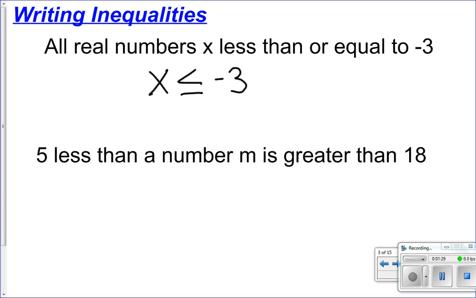5 less than a number m is greater than 18. So it's 5 less than a number m. So my number is m and it's 5 less than it, meaning you have to take away 5. So it's m minus 5, 5 less than m. And it's greater than, not greater than or equal to, it's just greater than. So there's no line under the inequality symbol. And it's greater than 18. So 5 less than a number m is greater than 18.